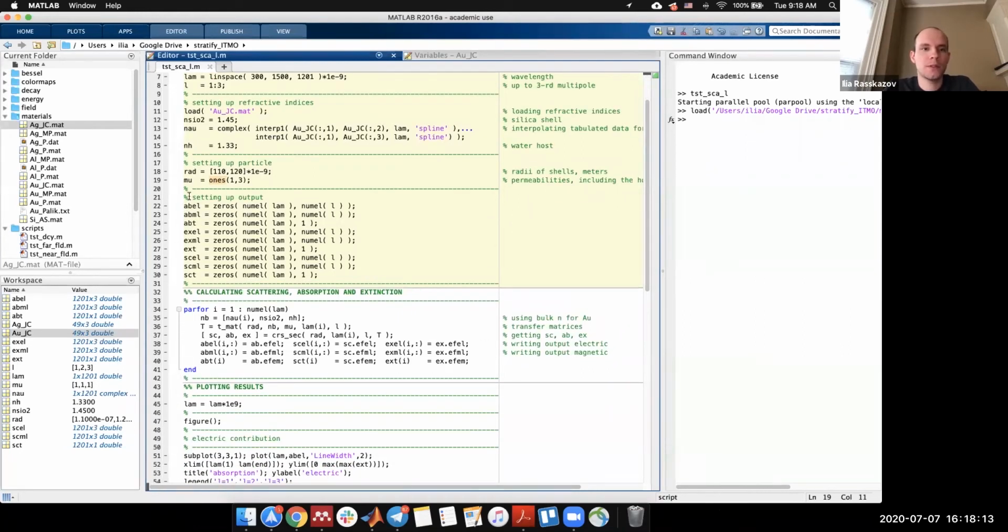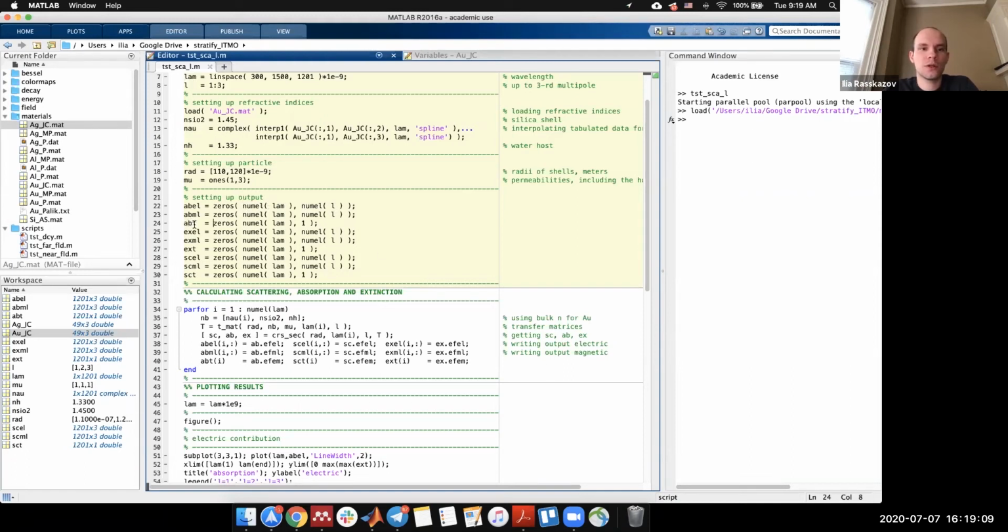Okay. Next, what I'm doing is pretty much simple. I'm setting up output. So I'm allocating the arrays for absorption, extinction, and scattering. So the indices EL, ML, TL mean the electric contribution of the L, so for each given multipole, the magnetic contribution for each given multipole, and the total one. So for each given multipole, it's very simple. I'm using zeros, and the size of this array is just my number of lambdas and number of my L's.